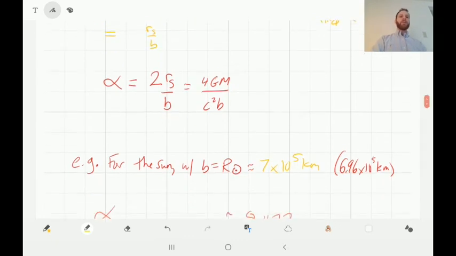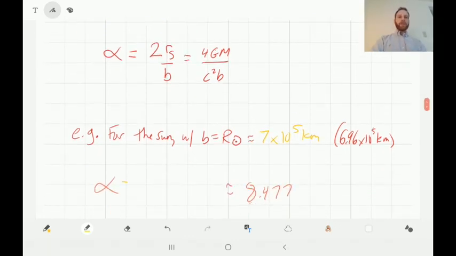Let's plug in the numbers. Alpha is equal to 2 times the Schwarzschild radius, which is 2.95 kilometers, divided by the 6.96 times 10 to the 5 kilometers. This should be a dimensionless number. And it turns out, because I just did the calculation a second ago, this is approximately 8.477. I think that's actually good for sig figs, but check me on that. That should be times 10 to the minus 6. And it's dimensionless, but this should be an angle, so this should have units of radians.